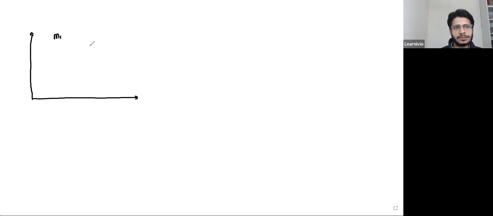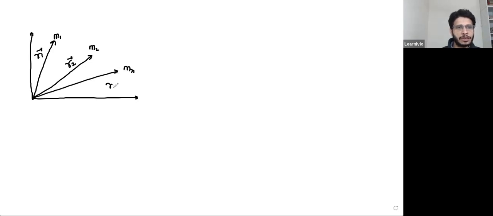of n masses, m1, m2, mn. So let's say the position vector of the first mass is r1. The position vector of the second mass is r2. The position vector of the third mass is rn. Okay, do you remember Newton's third law? Action and reaction. Let's say I have two masses. M1 will exert a force F21 on M2. M2 will exert a force F12 on M1.